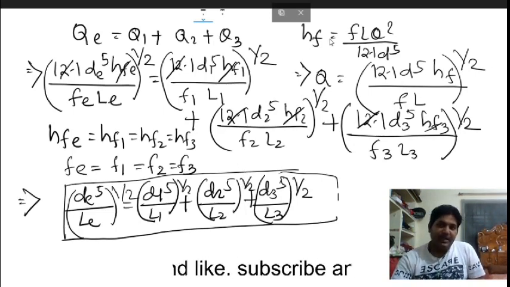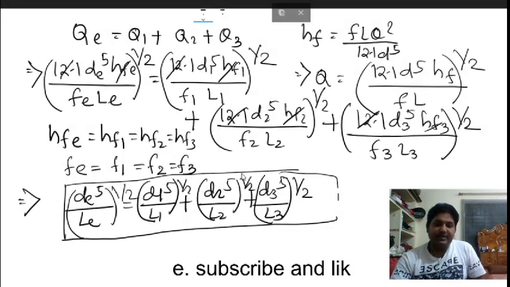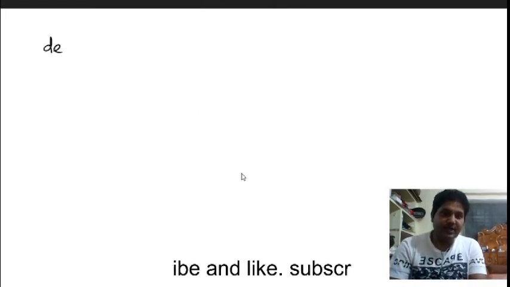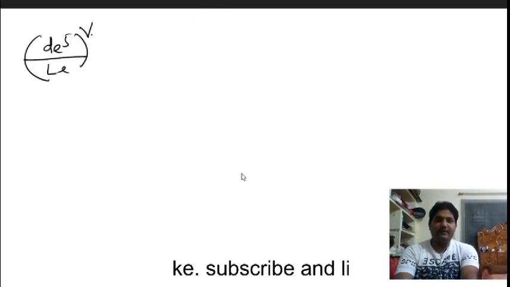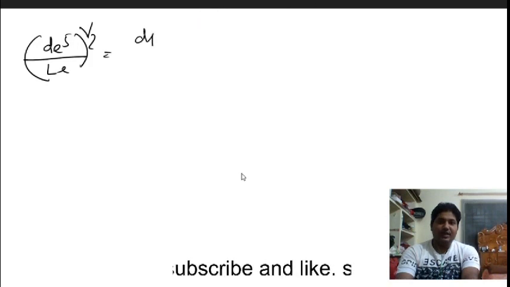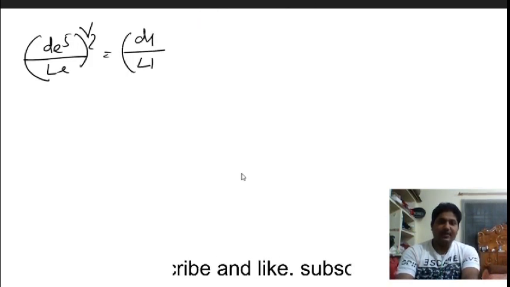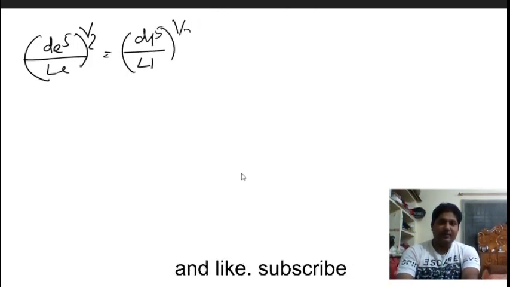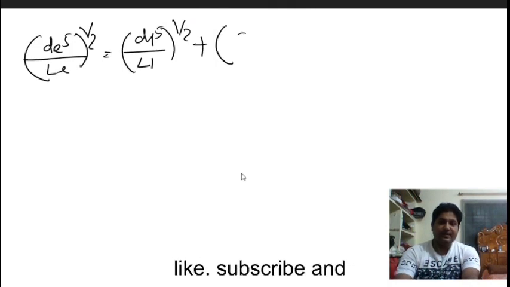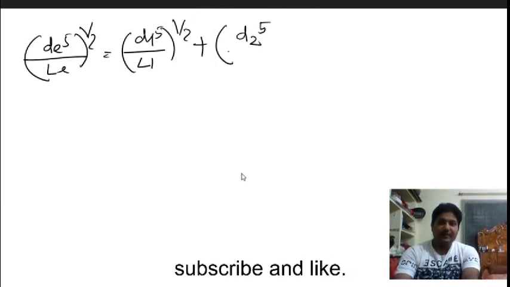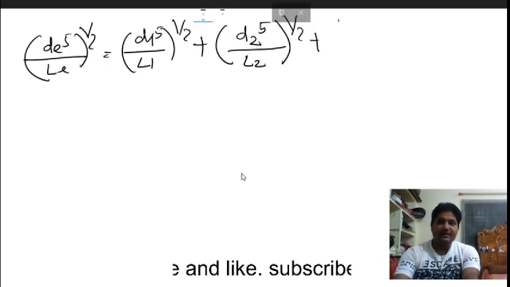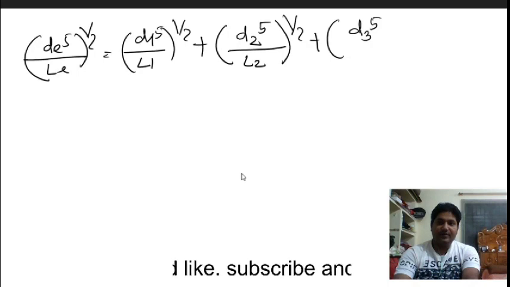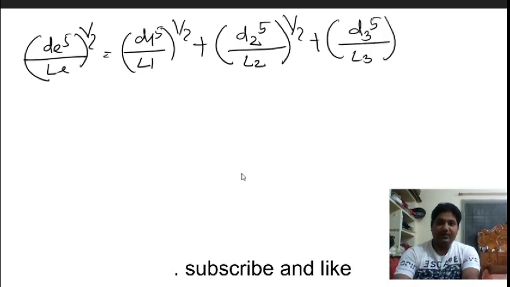If I write down the equation again, it comes out to be: D_E to the power 5 divided by L_E, to the power half, will be equal to D1 to the power 5 divided by L1, to the power half, plus D2 to the power 5 divided by L2, to the power half, plus D3 to the power 5 divided by L3, to the power half.